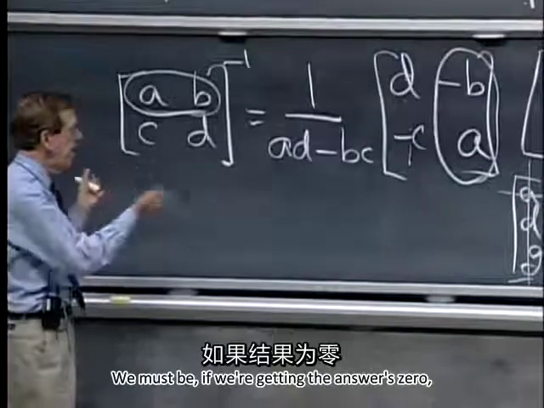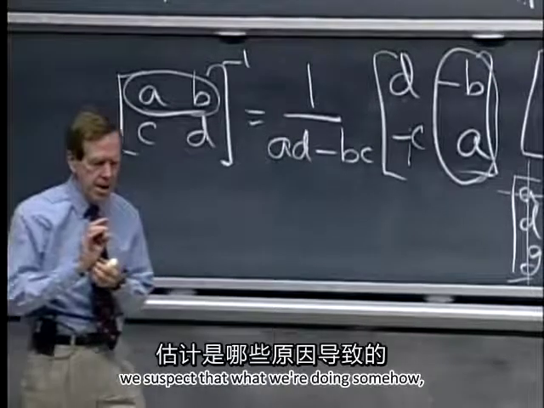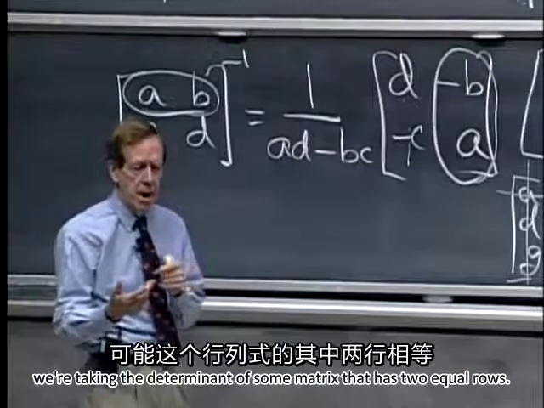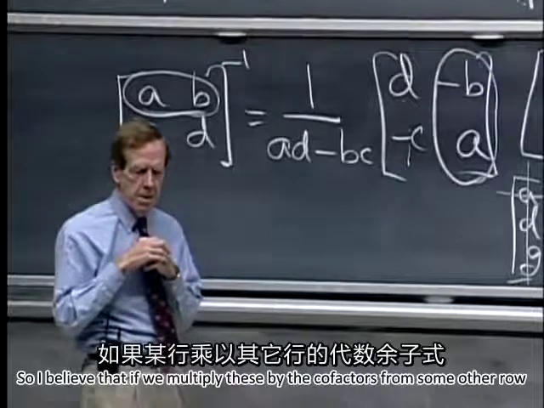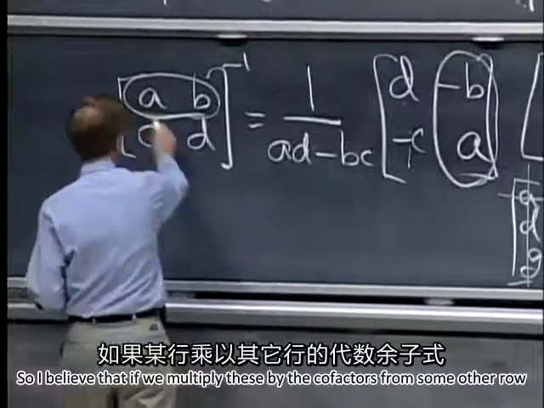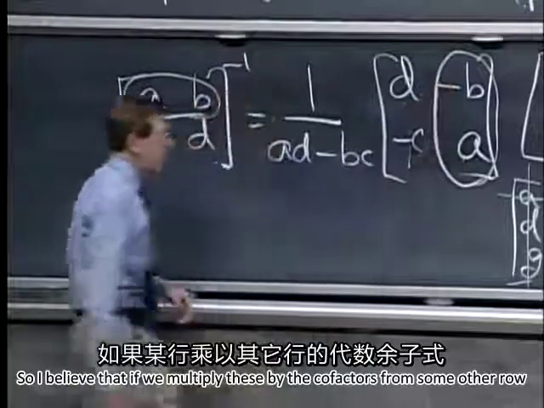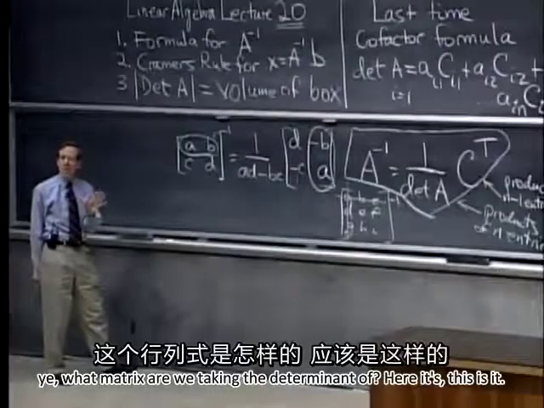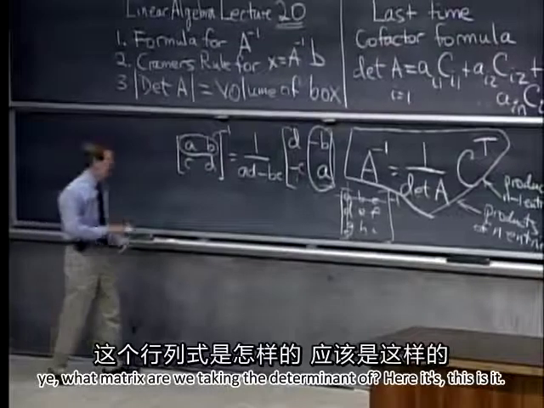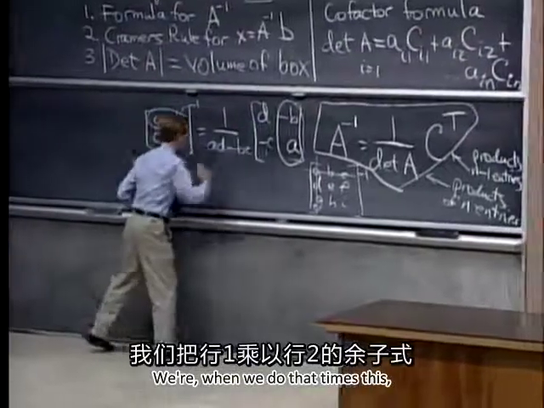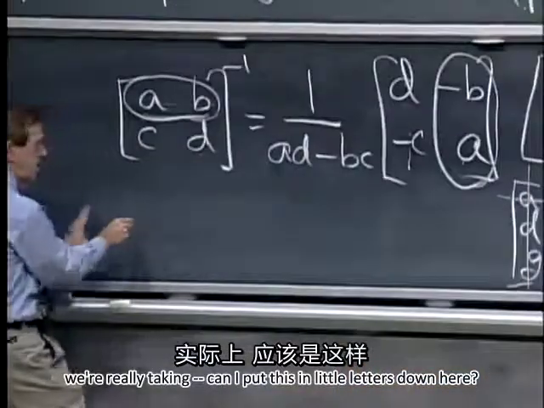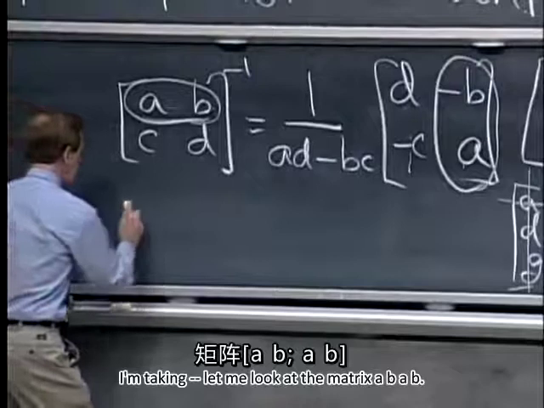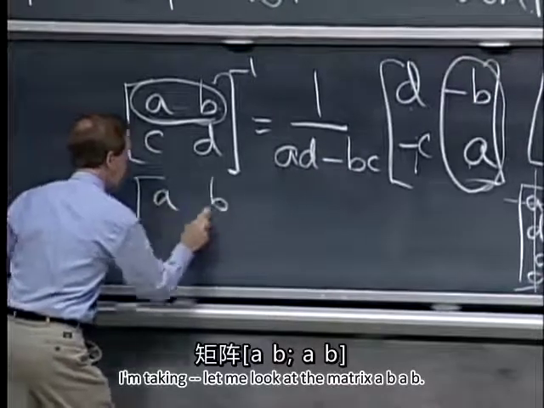If we're getting the answer 0, we suspect that we're somehow taking the determinant of some matrix that has two equal rows. So I believe that if we multiply these by the cofactors from some other row, we're taking the determinant. What matrix are we taking the determinant of? When we do this times this, let me look at the matrix A, B, A, B.